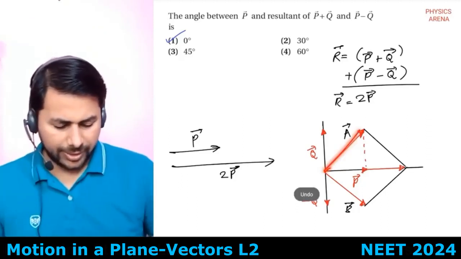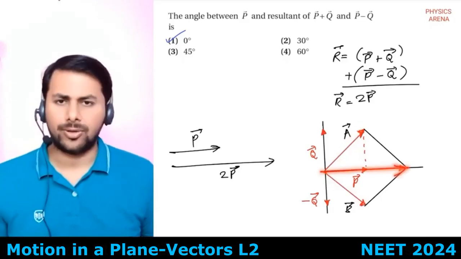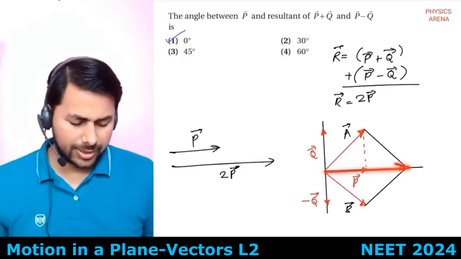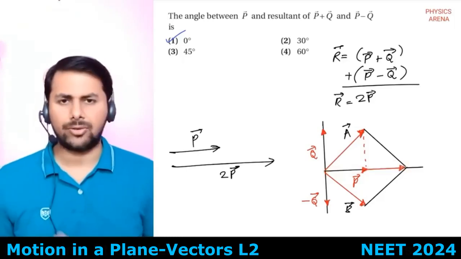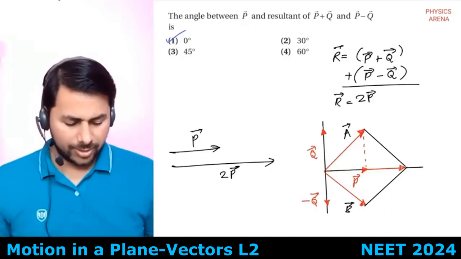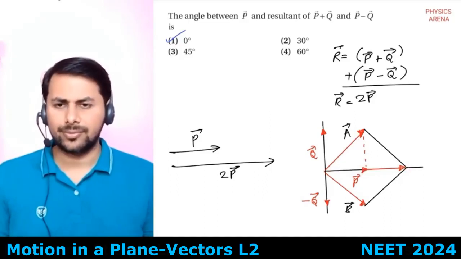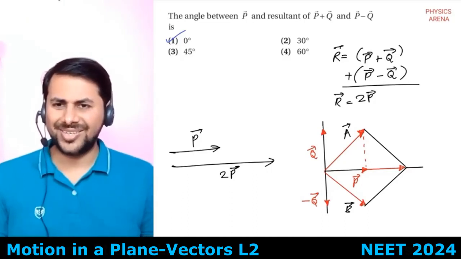Now I have drawn a bar and b bar and I'm adding them using the parallelogram law. So the resultant is shown by the diagonal of the parallelogram. How much is this? It will be 2 times p bar. Right, got it? Yes.